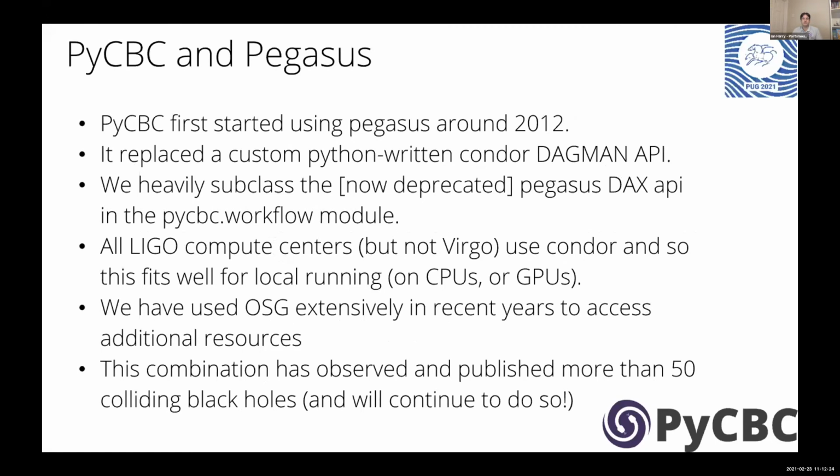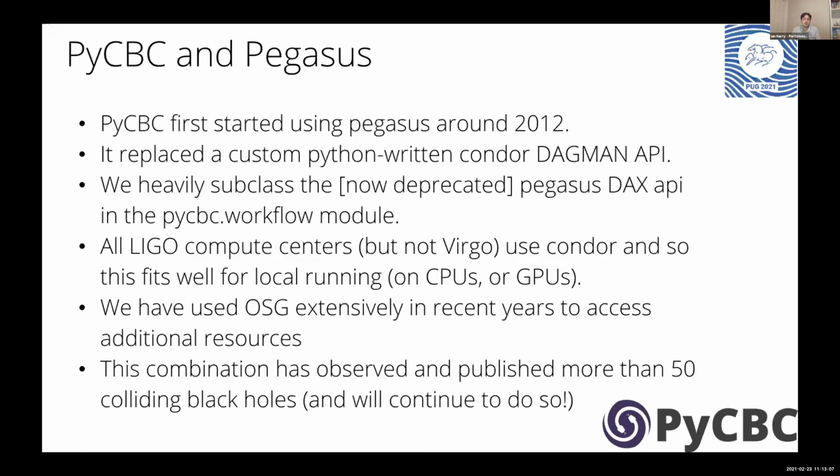PyCBC first started using Pegasus around 2012. It replaced a custom Python-written Condor DAGMan API that we had used in the past for writing workflows. We heavily subclassed what is now the deprecated Pegasus 4 DAX API in what's called the PyCBC workflow module. We are working to adapt this now to work with Pegasus 5 and see what of that subclassing is now not needed. That's work in progress. All of our LIGO compute centers, although it's not true for Virgo, use Condor, and so this fits well with our local running, where we just want to build workflows that can work efficiently on our local compute centers, which is always useful.